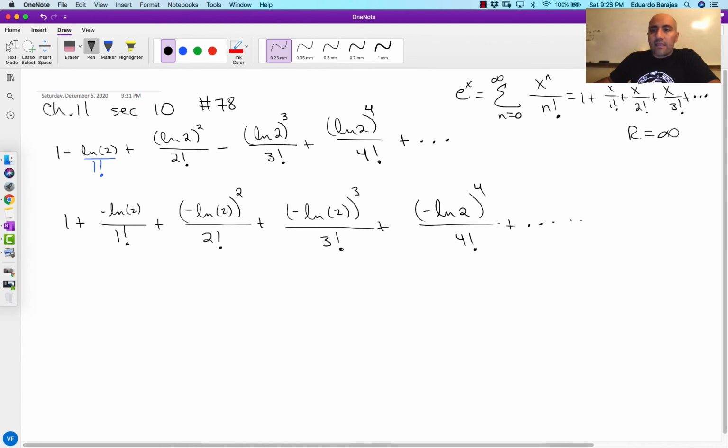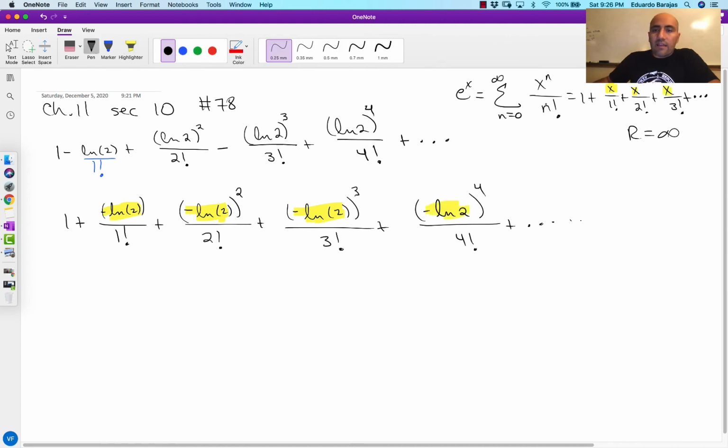Now it looks exactly like that one, right? Where instead of having an x, I have a minus ln2. My minus ln2 is my x, right? There's something squared right there. That's this guy, x squared, minus ln2, minus ln2. That's all these x values.